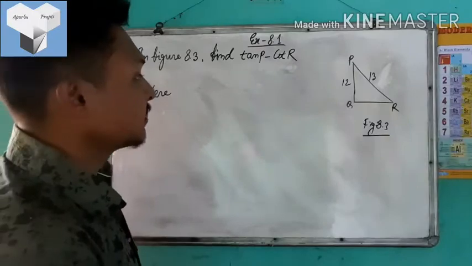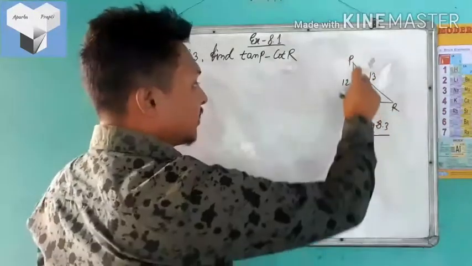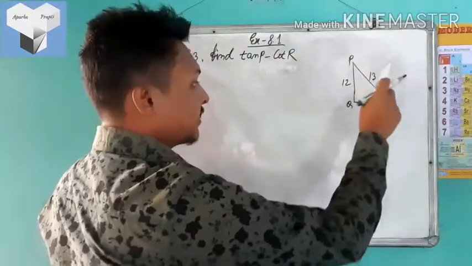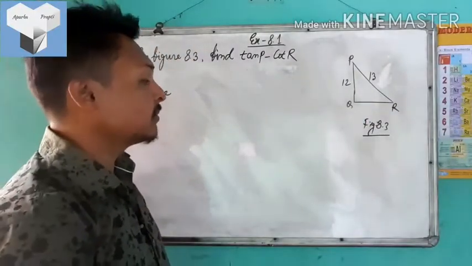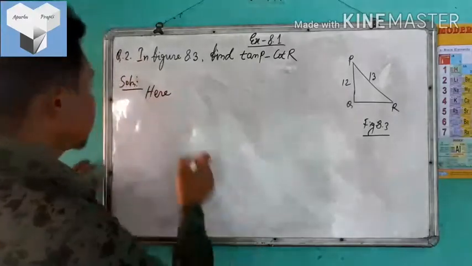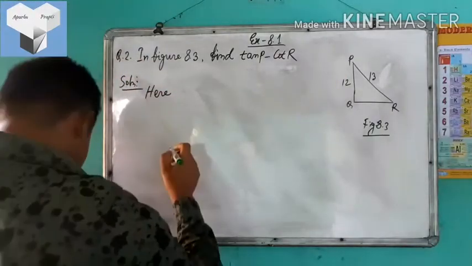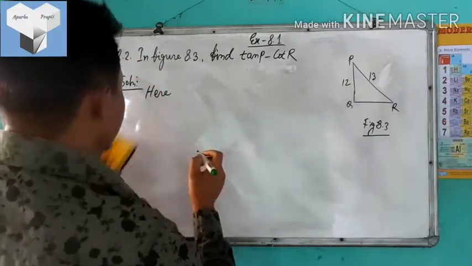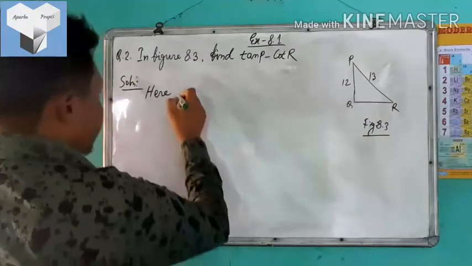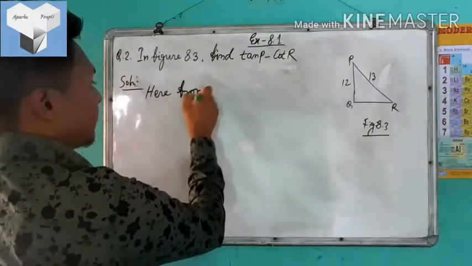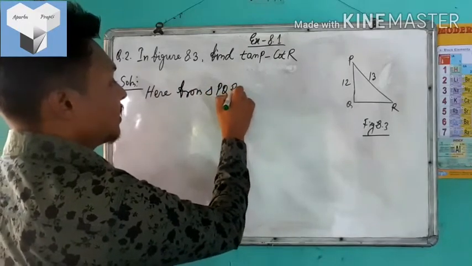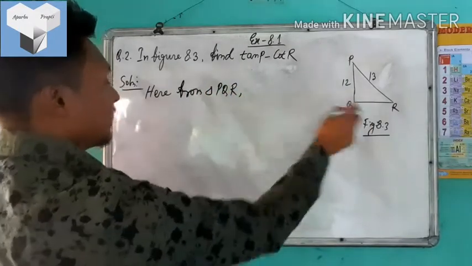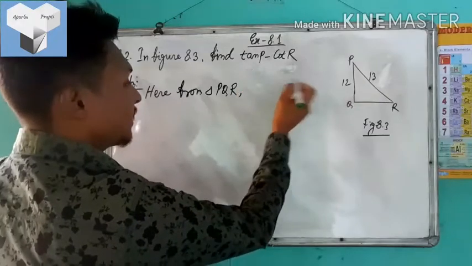So guys, give a close look to the diagram. Here value of PQ and PR is given, but we are not given the value of QR. Here we can find the value of QR using Pythagoras theorem. That means since this is a right angle triangle, from triangle PQR, directly using Pythagoras theorem, you can write this one.